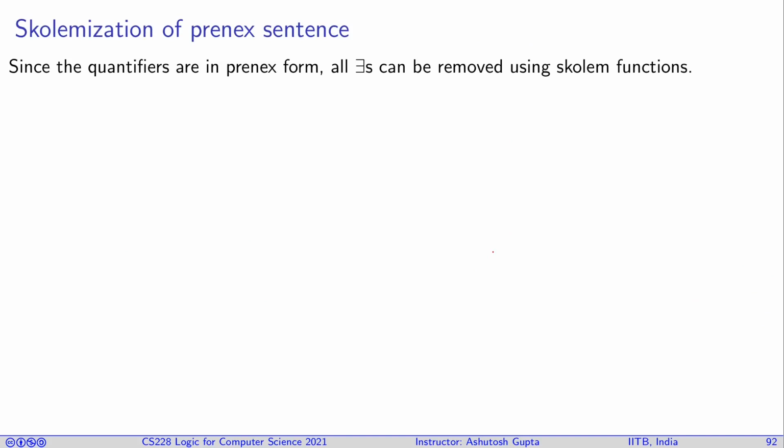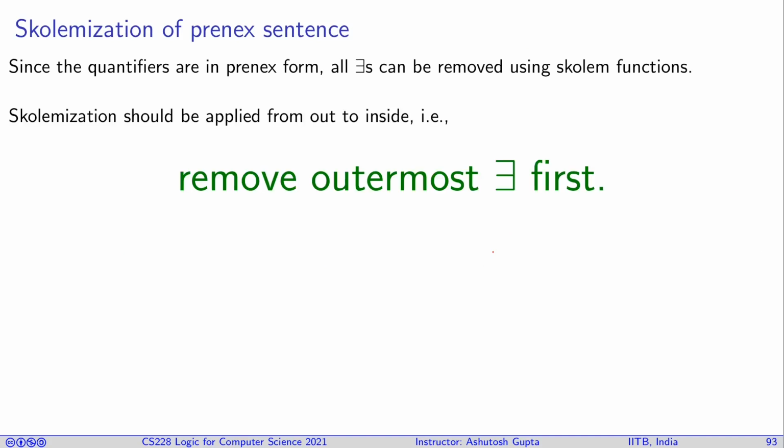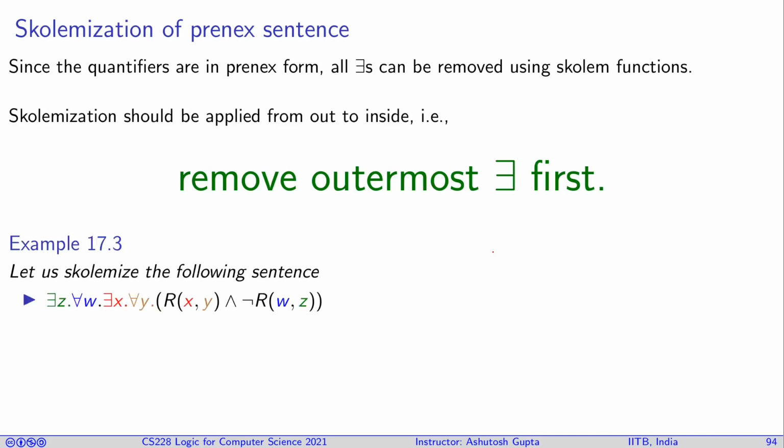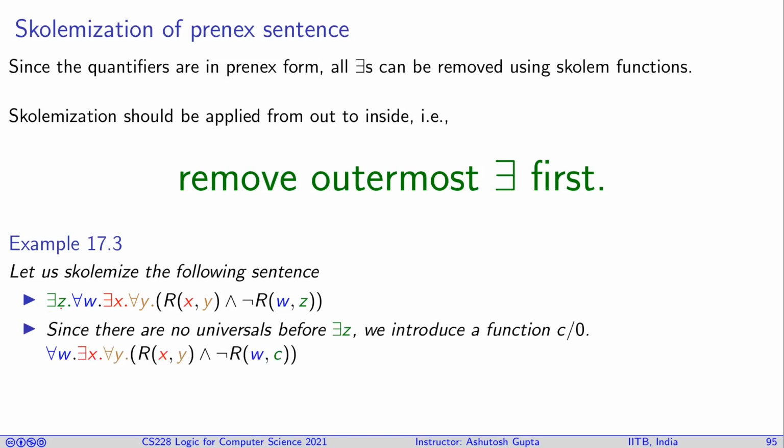Since the quantifiers are in prenex form, all exists can be removed using Skolem functions. The skolemization should be applied from outside to inside, removing the outermost exists first. So for example, in this setting you have the outermost quantifier which is exists z, and it should be a function of all the universal quantifiers occurring before it. Since there are none occurring, it gets replaced by a constant. So you say there exists z gets replaced by c.